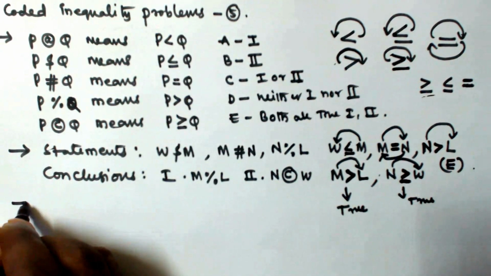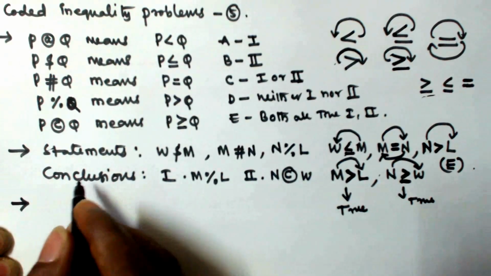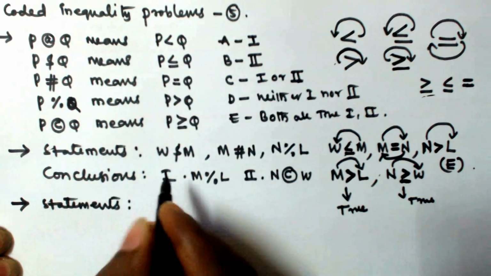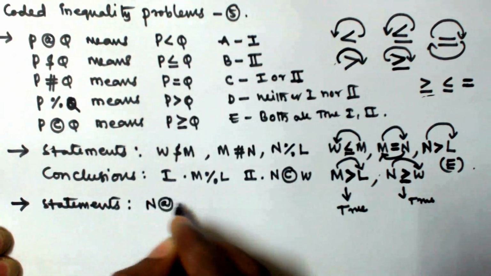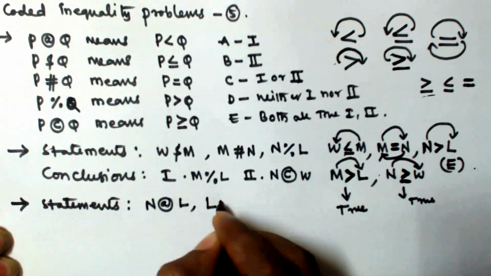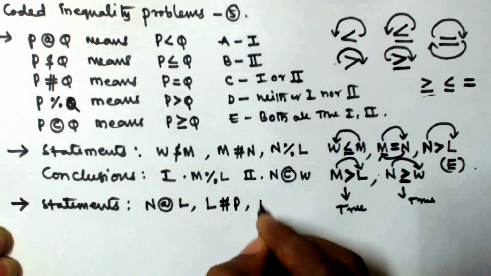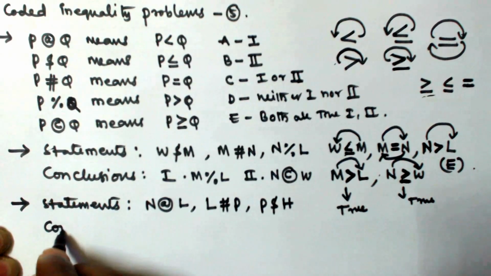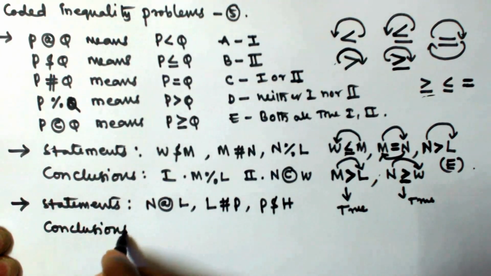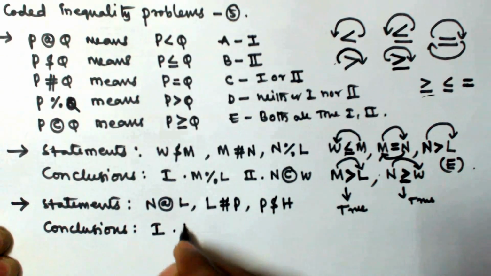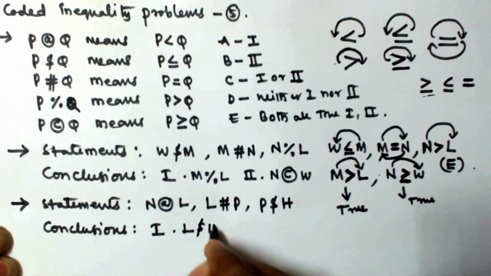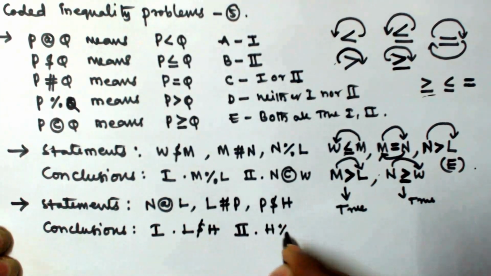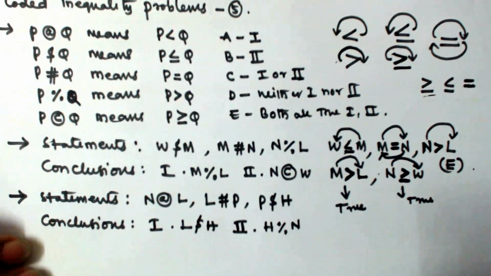So let us consider another problem. The statements are like this. N at the rate of L, L as P, and P dollar H. So these are the statements given, and two conclusions are given. The first one is L dollar H. This is the first conclusion, and the second conclusion given is H percentage N.